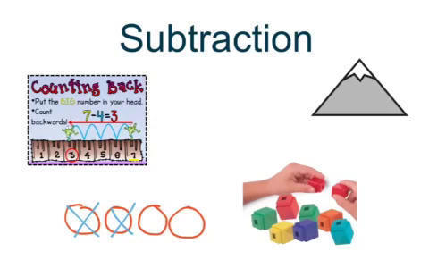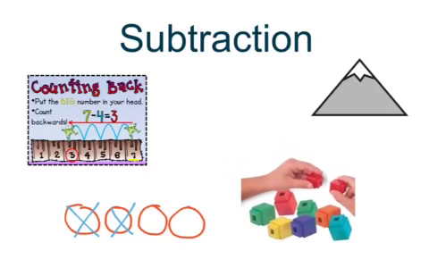A third way is to use objects, like Unifix cubes or anything you have around at home, to help you act out the story or the math number sentence. The fourth way is to use circles in a drawing. You draw how many you have to start with, and then cross off what gets taken away to find out how many is left. Let's look at some more examples of what a subtraction problem might look like.